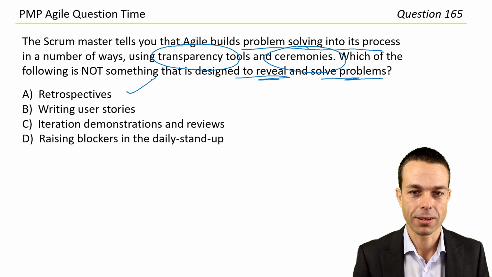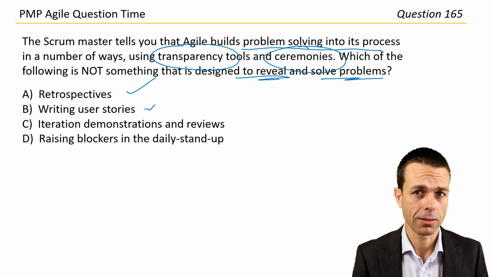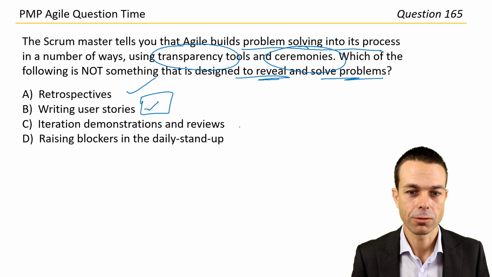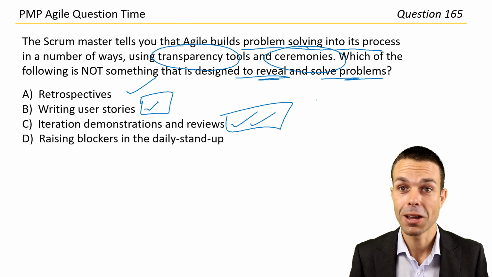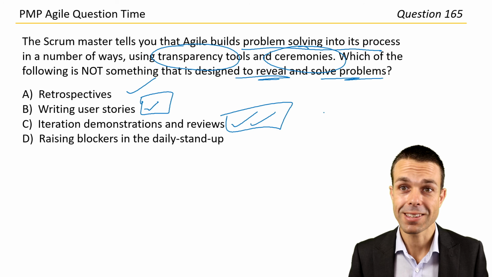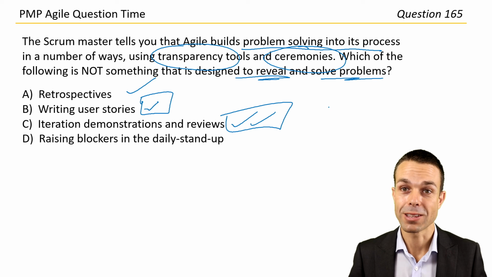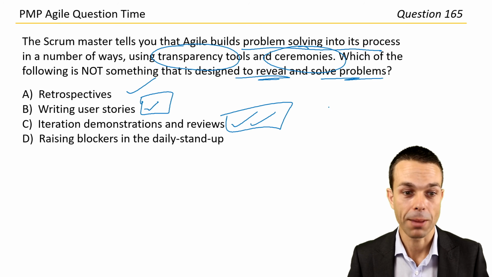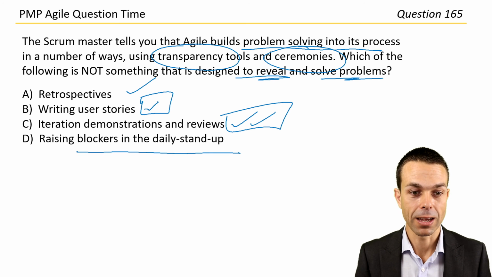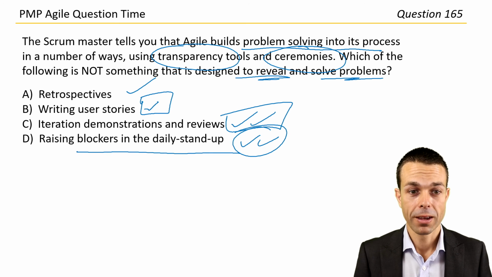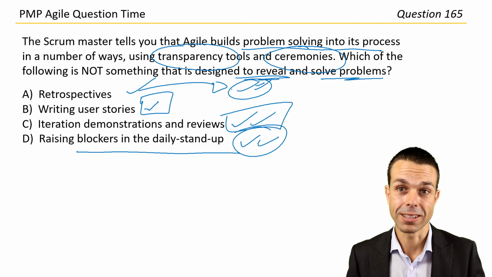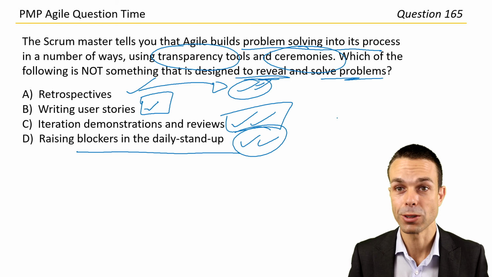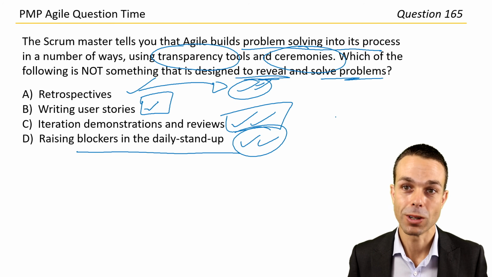Retrospectives, love that. Writing user stories, possibly, yes. Let's see what else we've got. Iteration demonstrations and reviews, yes, because we're demonstrating the product and the customer might say, oh, now that I see it, that's actually not what I want. Oh no, but that's revealing a problem and that's good. So we want that. Raising blockers in the daily stand-up, absolutely, we love that one. Retrospectives, definitely that one as well, because we're actually asking what went wrong, and what still puzzles me, and we're deliberately answering those questions as a team.